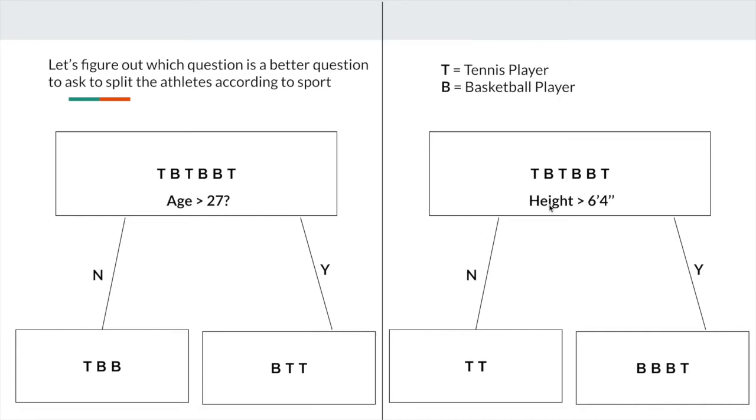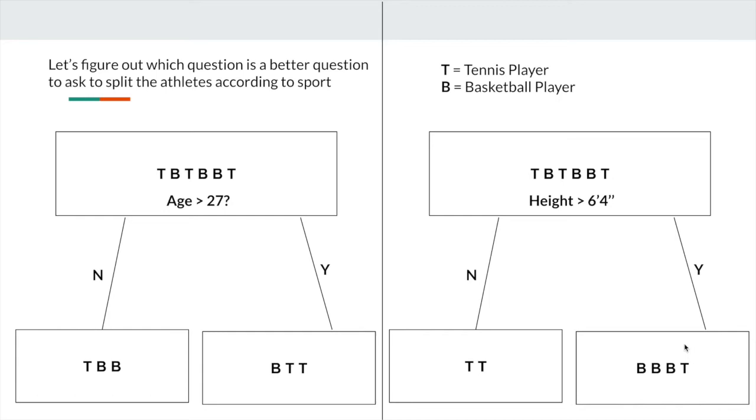Here, this is the same parent node, but we're asking a different question, and as a result, the left and right child nodes, the nodes that come out of this parent node, are a bit different, because we're asking a different question. Here, we're asking, is the height of each of these players greater than 6 foot 4 inches? Here it's no, and here it's yes.